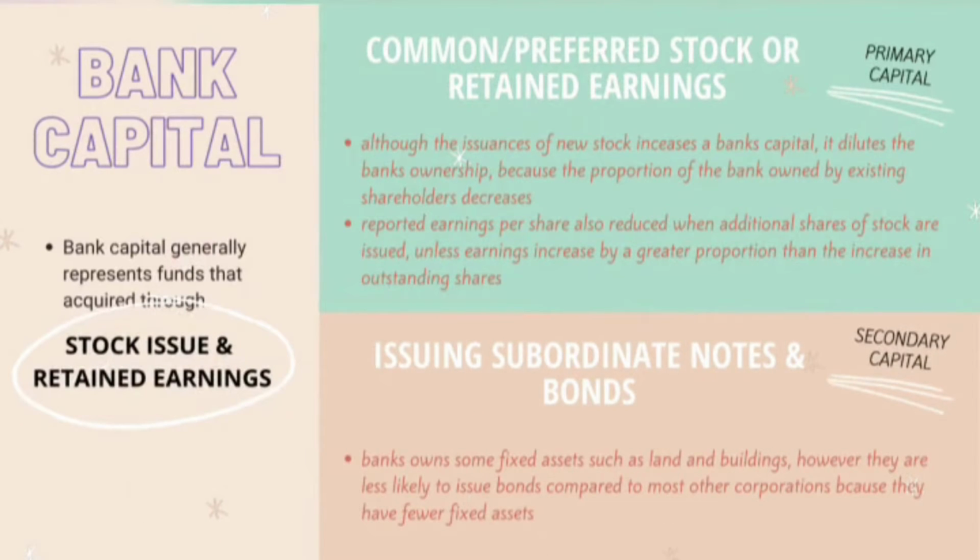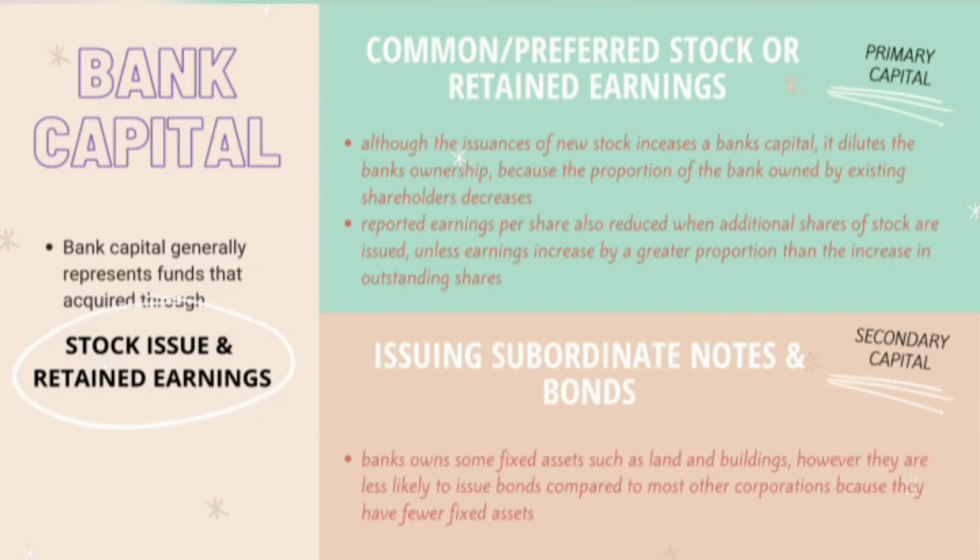Bank capital generally represents funds that are acquired through stock issue and retained earnings. The primary capital is common or preferred stock or retained earnings. Although the issuance of new stock increases a bank's capital, it dilutes the bank's ownership because the proportion of the bank owned by the existing shareholders decreases.